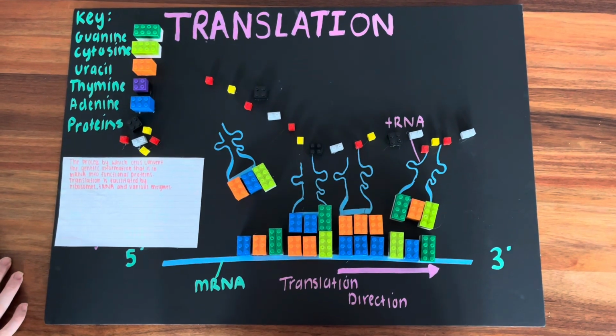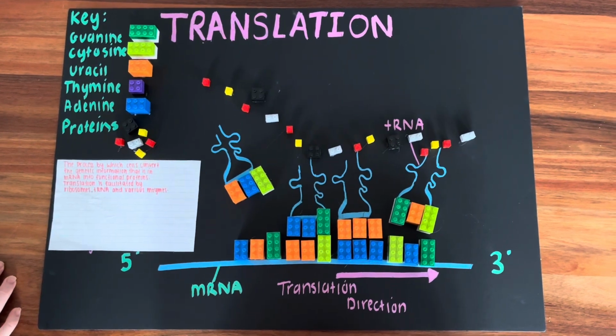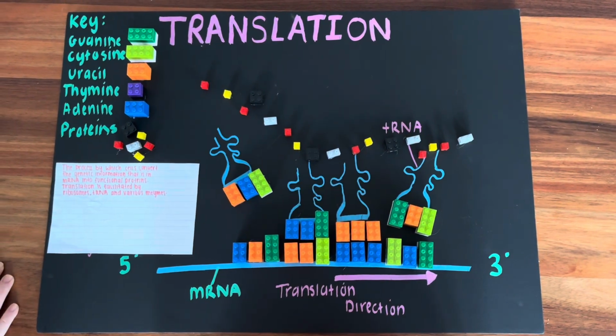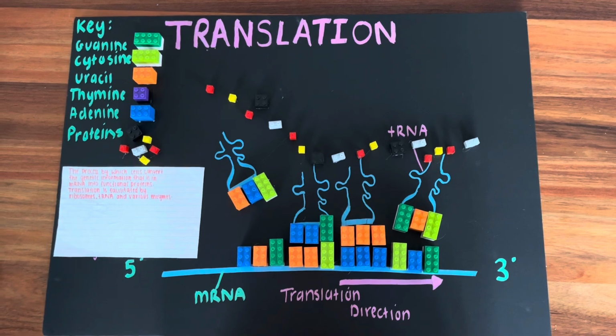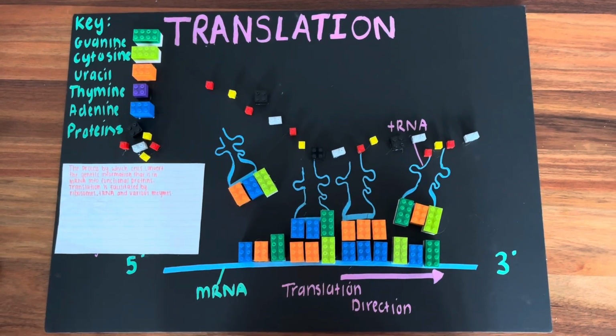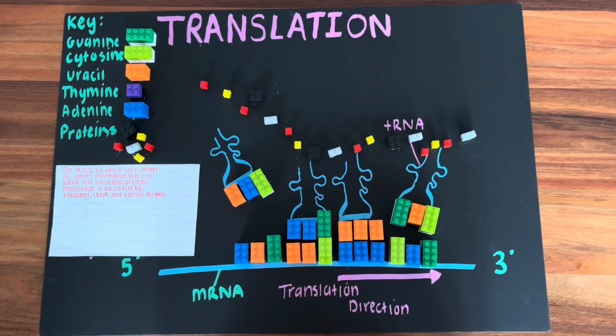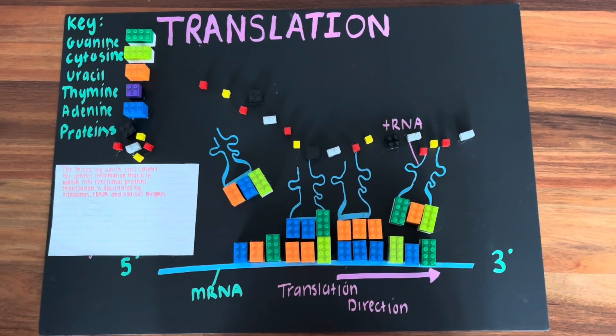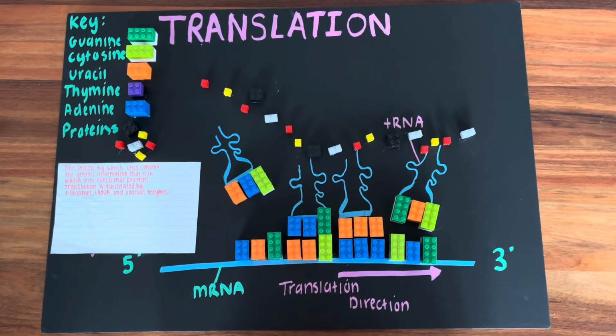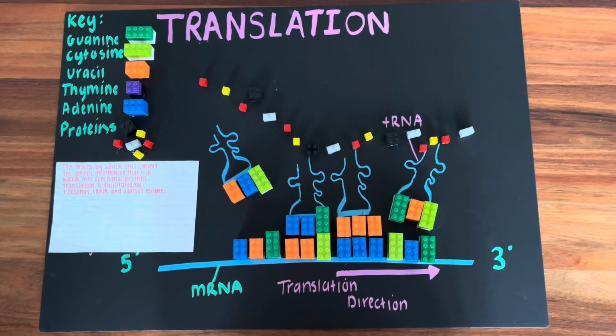Translation begins with the mRNA getting DNA from the nucleus. It has a sequence of codons, each representing a specific amino acid. After the mRNA exits the nucleus, it arrives in the cytoplasm where it joins with the ribosomes. The mRNA has a 5' to 3' direction which tells the ribosome where to begin translation.